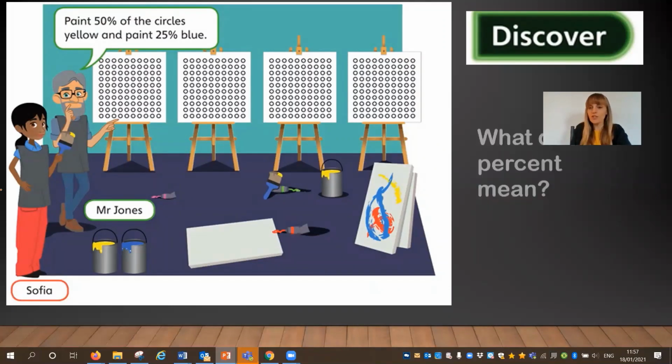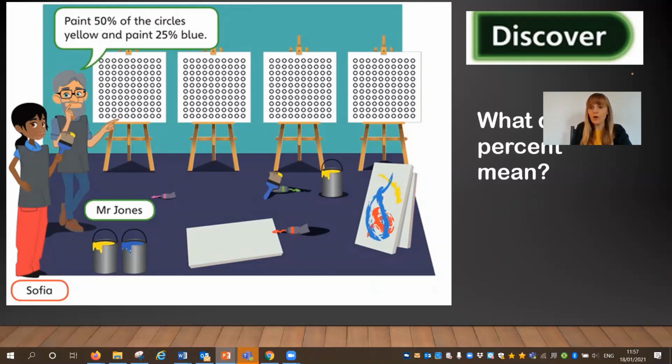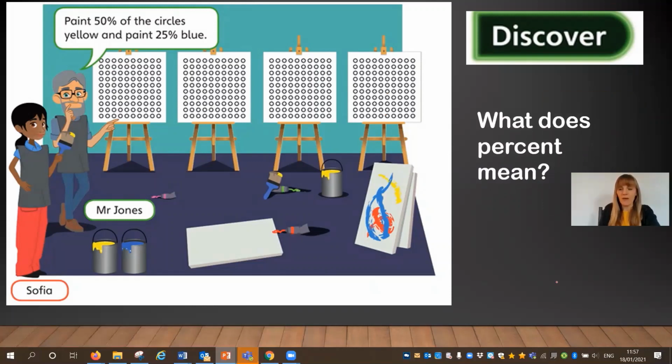Now, my first question to you is, what actually does the word percent mean? Now, I want you to remember this really carefully, that the word per means out of, okay? And cent means 100. So percent actually means out of 100. That's the most important thing about percentages, because if you can relate everything that you're trying to calculate to being out of 100, it's really going to help, okay?